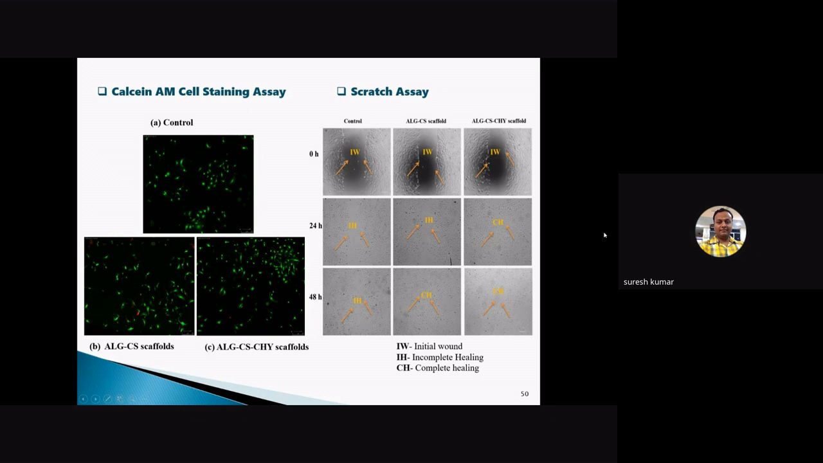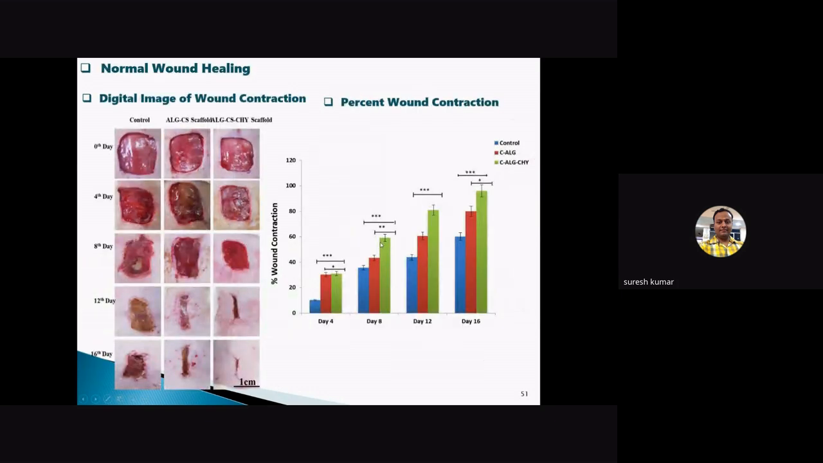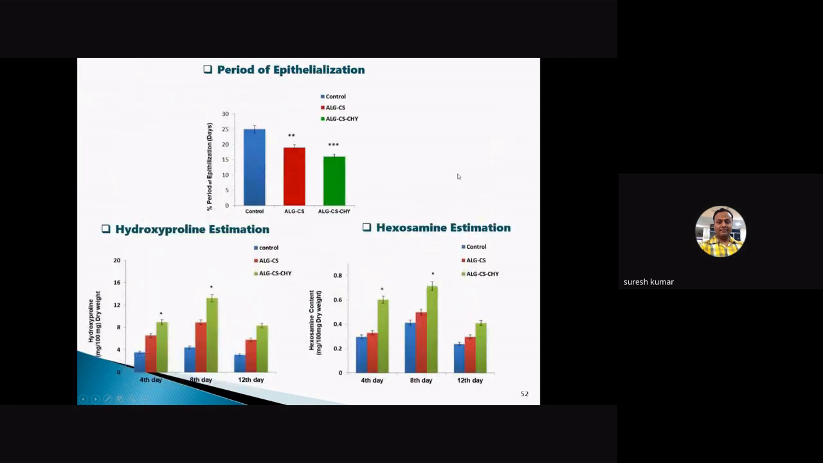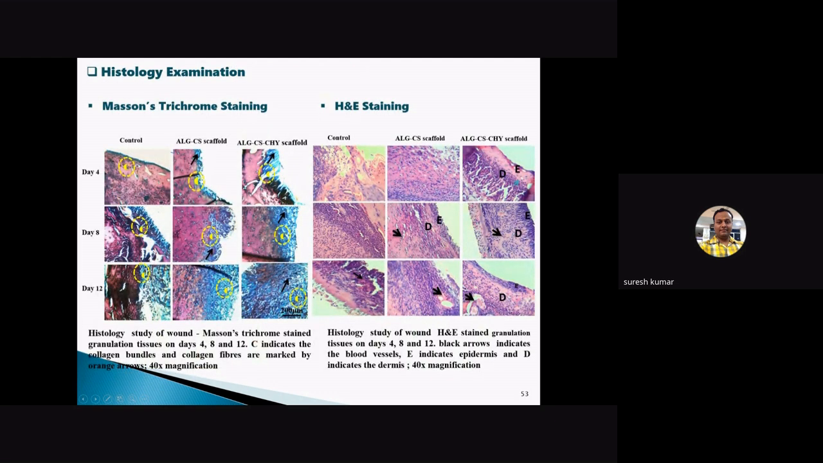Similarly, the scratch assay confirms the prepared scaffold has better wound healing potential. We have done similar experiments where we can see that on the 12th day there is complete healing of the wound as compared with the control group, where the chitosan chrysin alginate shows better healing potential. These are the supporting evidence which I showed in detail in previous chapters, where we did similar biochemical analysis, hydroxyproline and exosomes. Further, to substantiate, we have done Masson's trichrome staining and hematoxylin staining.